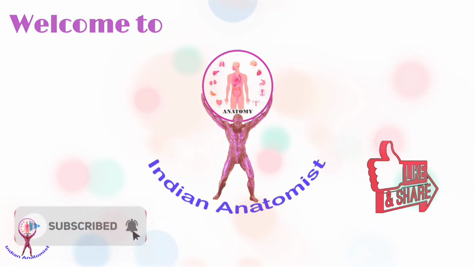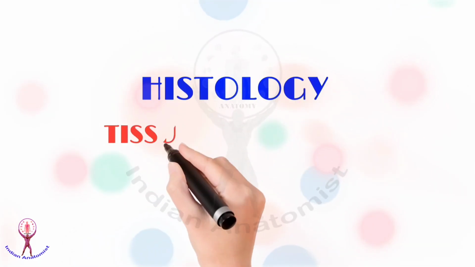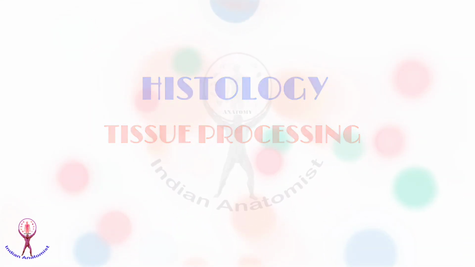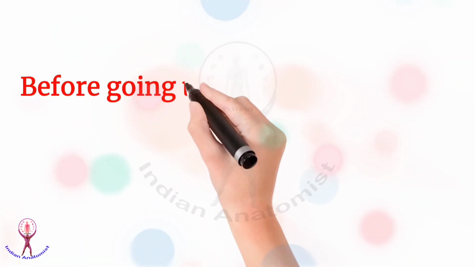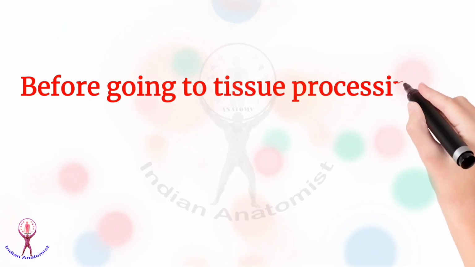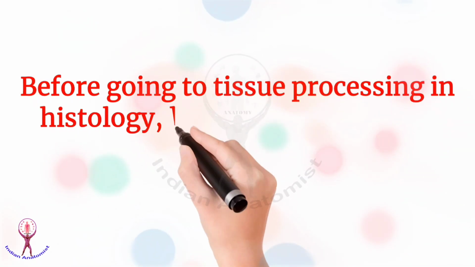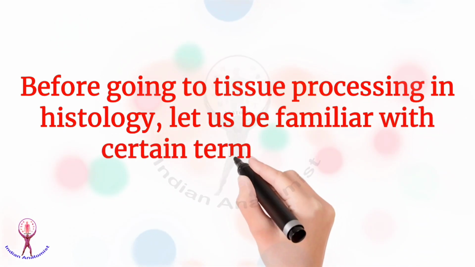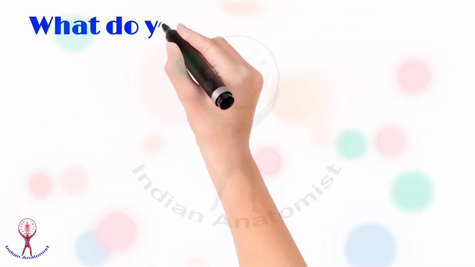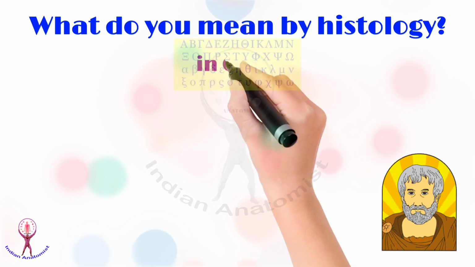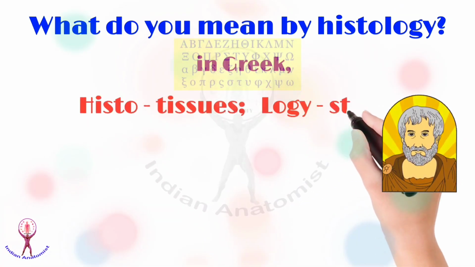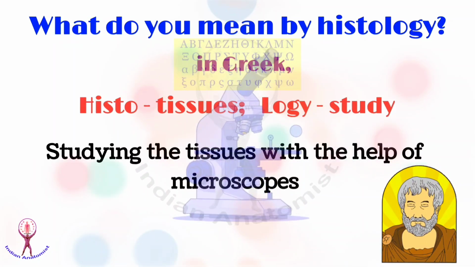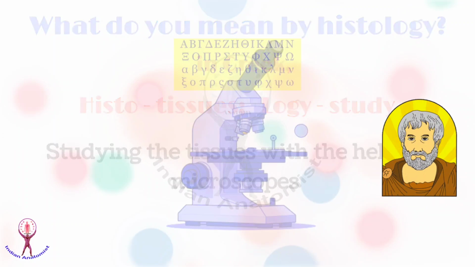Today, I am going to discuss tissue processing for histology or histopathology. What is tissue processing? Dear all, before discussing tissue processing, let me discuss some common terminologies used in histology or histopathology. What is histology? In Greek, histo means tissues and logy means study. That is, studying the tissues with the help of a microscope.